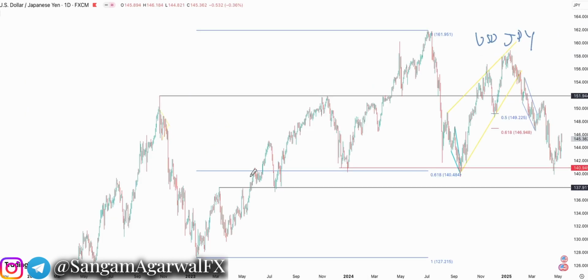USDJPY daily time frame, you can see a big bounce from the 141 support area, and now price is back near the first resistance 146. This is a big resistance level and 141 is a big static support level. So price is doing a new sideways range between support and resistance.